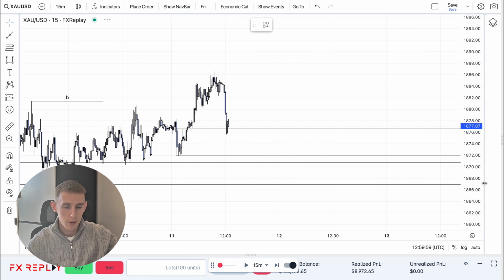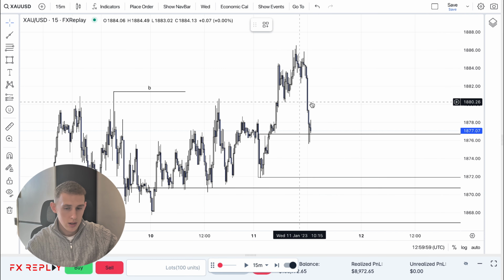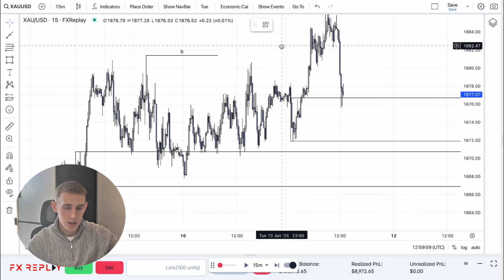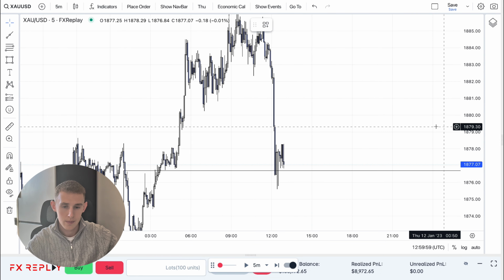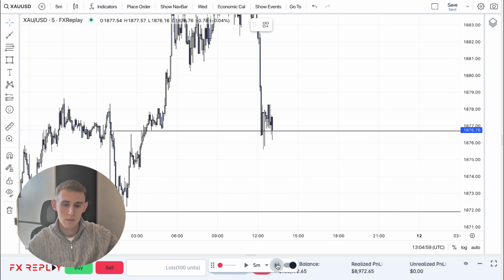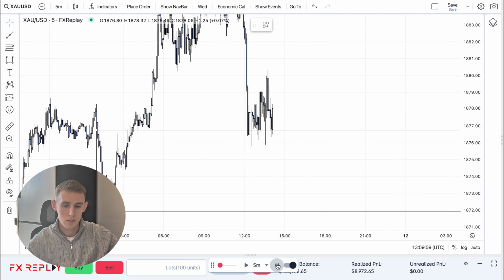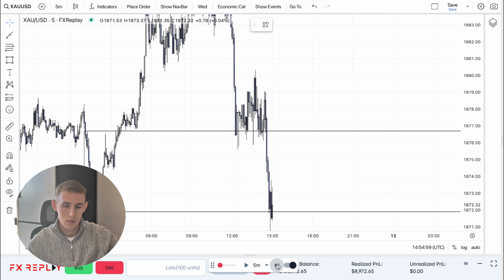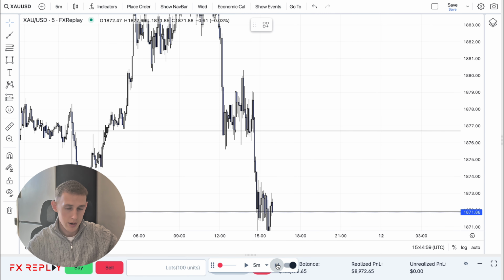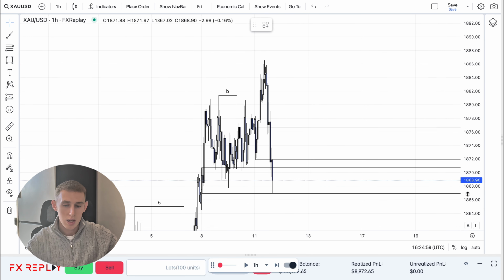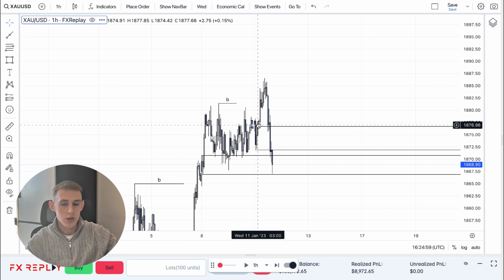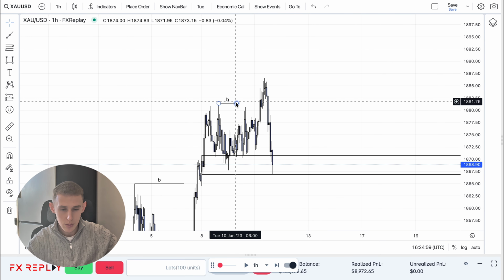We've had a sweep of previous lows. Let's see how this zone reacts on the 5 minute. Nope, so looks like price wants to continue lower. Again, that is why we wait for the entry confirmation and we don't just try and predict what price is going to do.